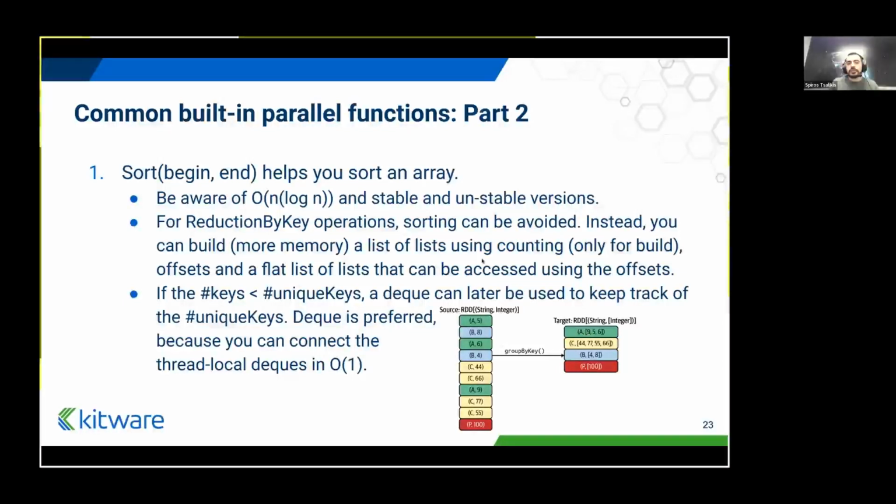Now, what if the number of keys is different from the number of unique keys? For example, here, if we didn't have any duplicates, it would be simple, but since we have duplicates, we need to be able to say which of the keys are actually going to be processed. So we can use the deque to keep track of all the keys that are actually populated. And we prefer a deque because you can append to it in O(1) when you do thread local computations.